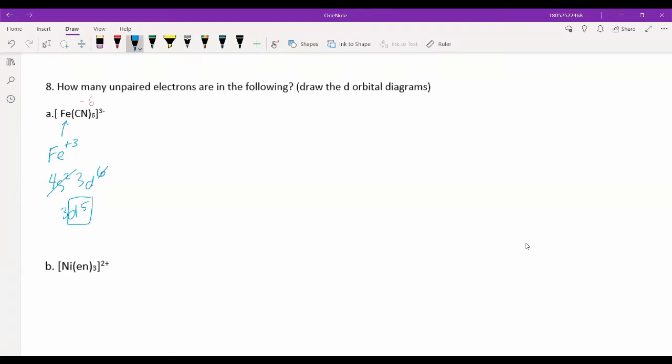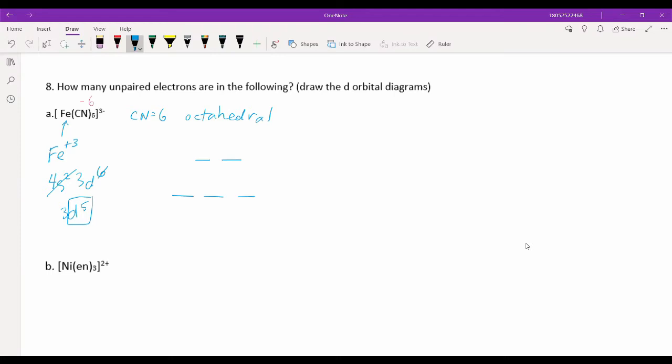Okay, so we have a coordination number of 6, octahedral. So we're going to have 3 lower energy orbitals, 2 higher energy orbitals. That's just the octahedral pattern. These 5 electrons get filled in. In the next problem, we'll talk about high spin, low spin a little bit more.